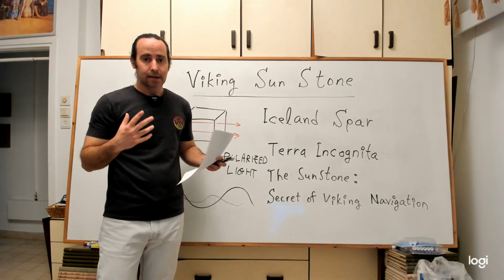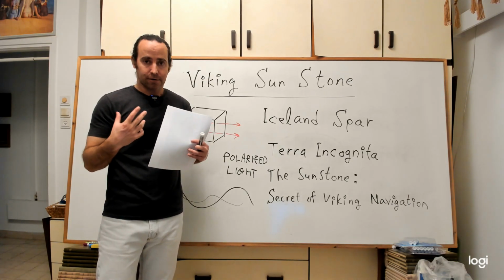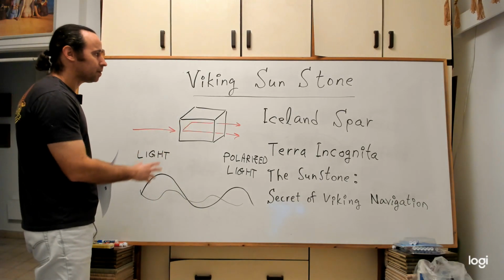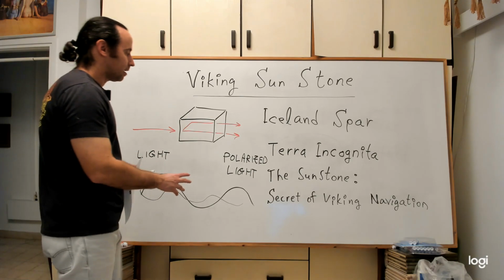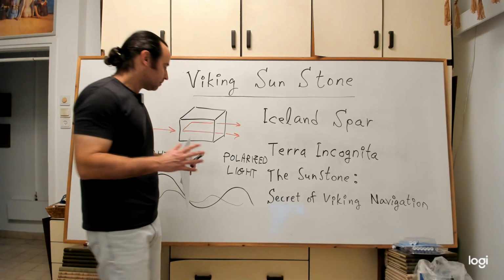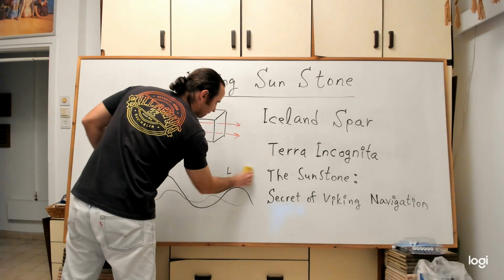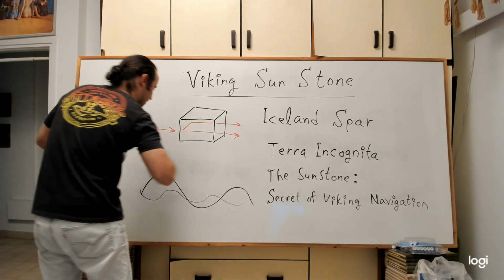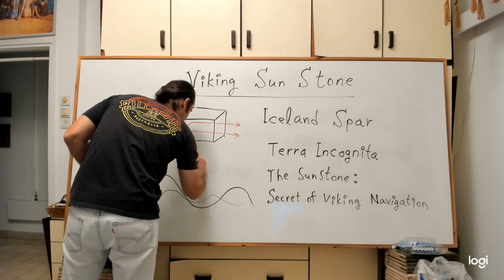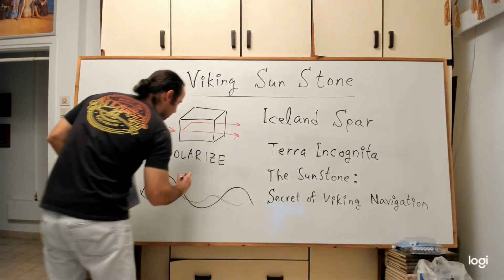So you see, each eye sees only the image that is for that eye. Okay, so it's not really important. I'm just saying that the calcite is polarizing the light.